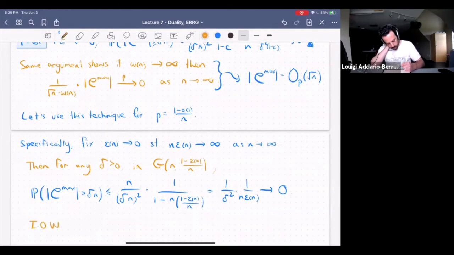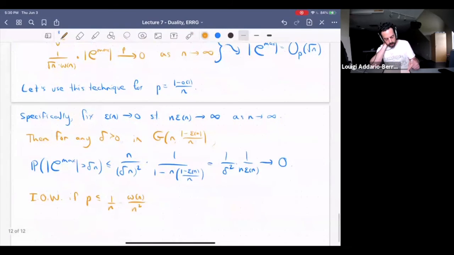So in other words, if p is at most 1 over n minus omega_n over n squared, where I can write that n epsilon_n tending to infinity says that this ratio is something large divided by n squared, then the size of the largest component converges in probability to 0.